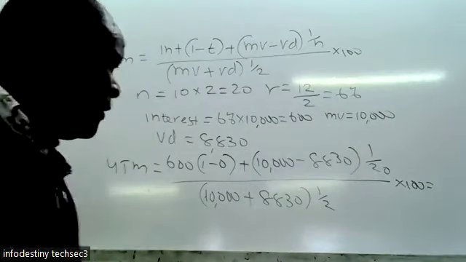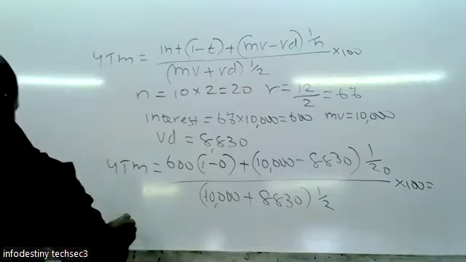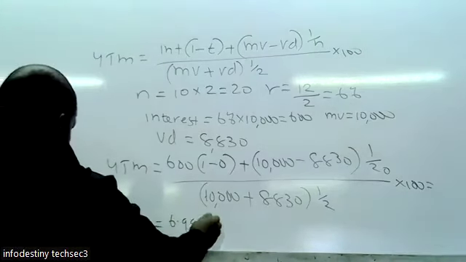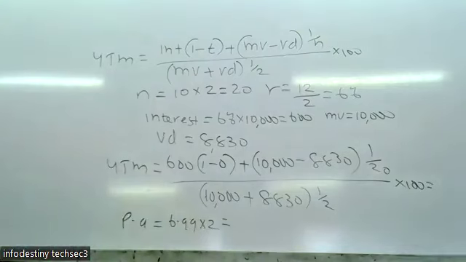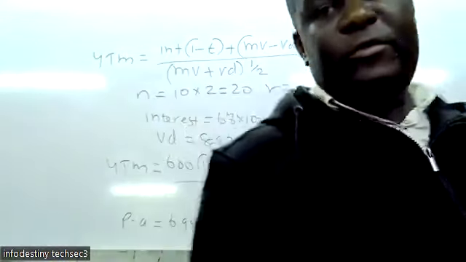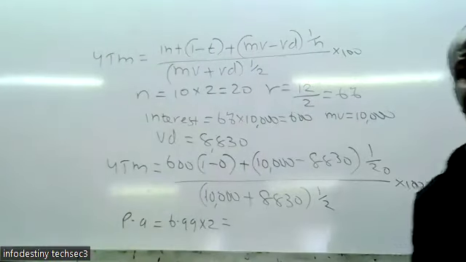So you get 6.99, but we require per annum. So per annum, take 6.99 multiplied by 2, because we require it per annum. So when you multiply by 2, what should we come up with?